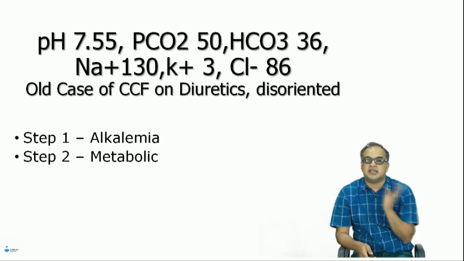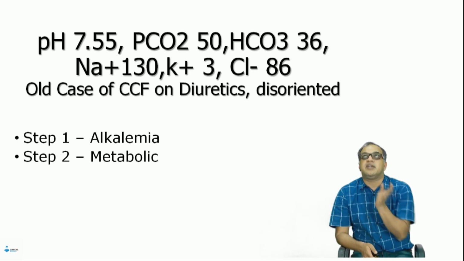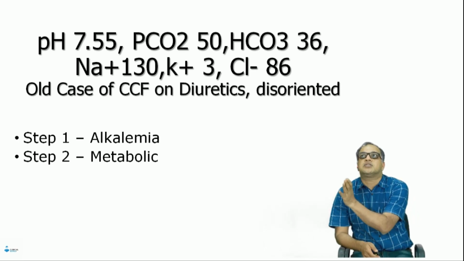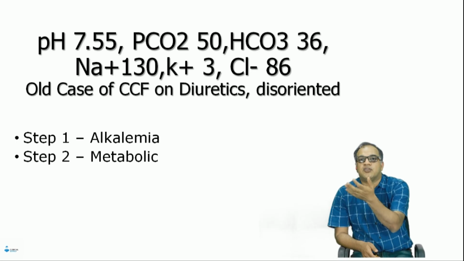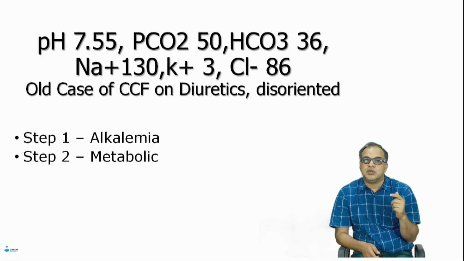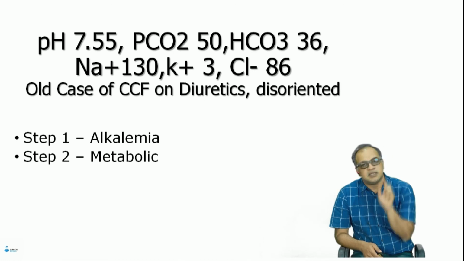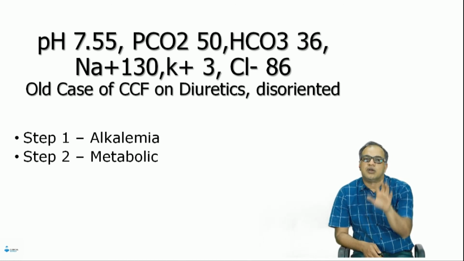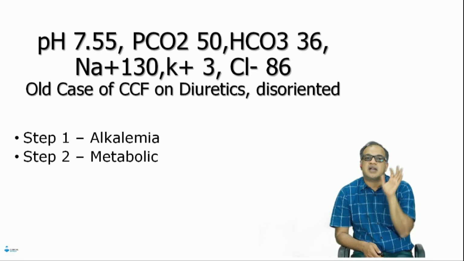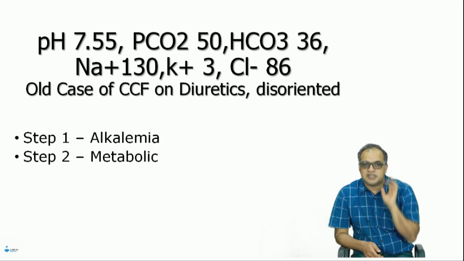Bicarbonate is 36. How much more than 24 is it? 24 plus 10, 34 plus 2, 36. So it is 12 more than normal. The CO2 is 10 more than normal. They are more or less in the same range. So compensation is again almost adequate. This is metabolic alkalosis, which is adequately compensated.